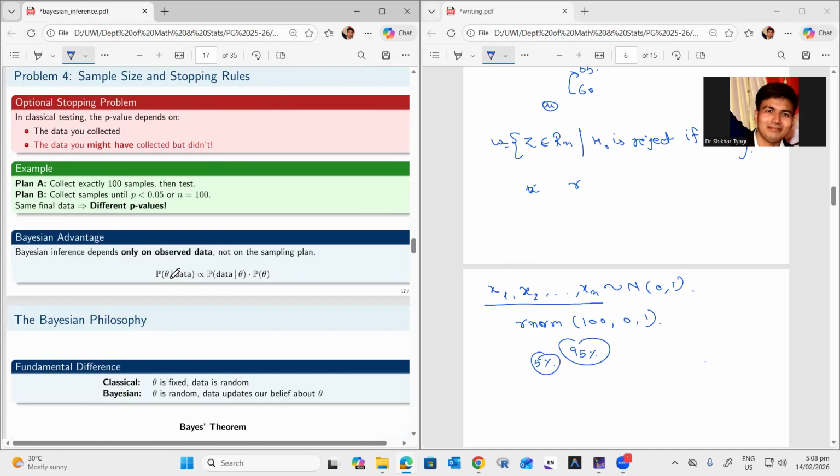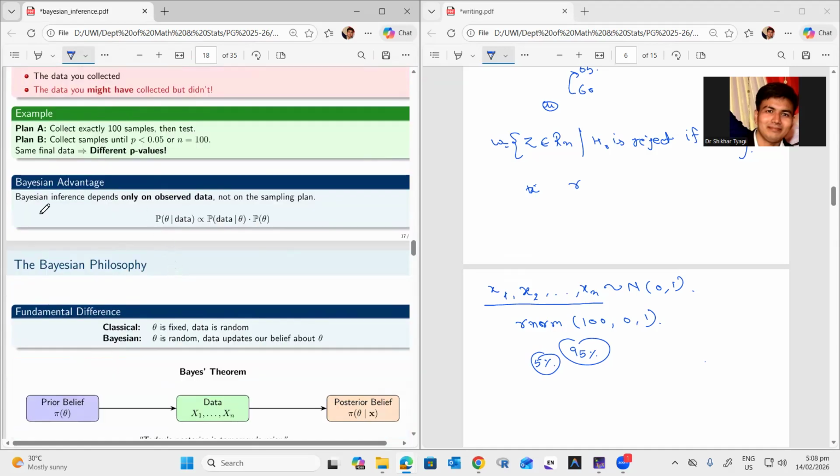All right. So in Bayesian inference, what is the advantage that you have? Bayesian inference depends only on the observed data, not on the sampling plan, right? That is basically the probability of theta given data is proportional to the probability of data given theta times p(theta), right?